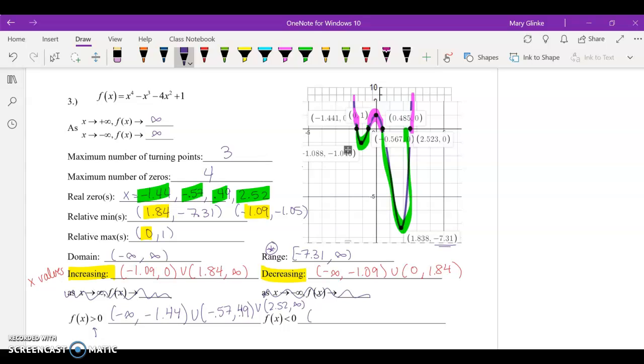For less than 0, there's 2 chunks from negative 1.44 all the way to negative 0.57, and then again from 0.49 to 2.52.